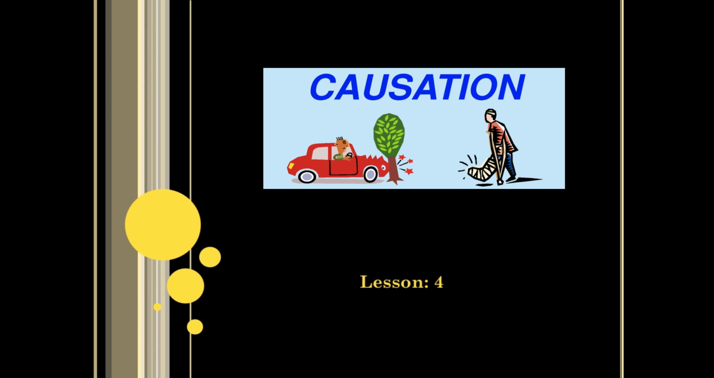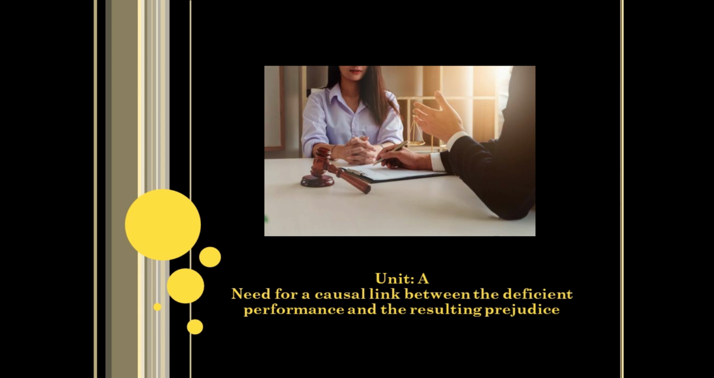Lesson 4. Causation. Unit A: a need for a causal link between the deficient performance and the resulting prejudice.